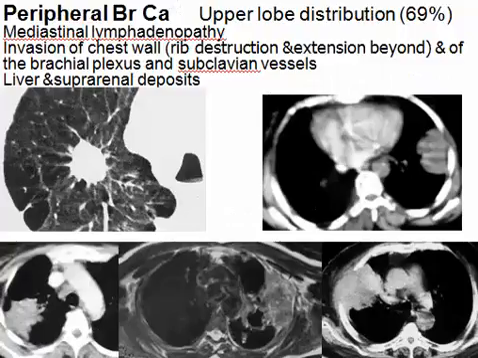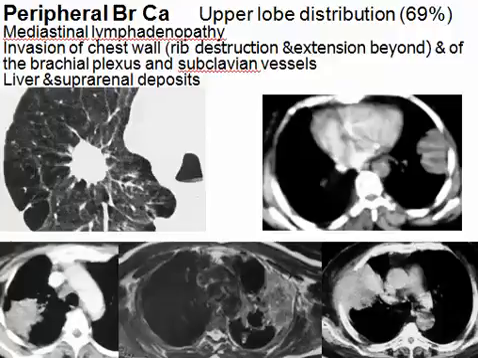Peripheral bronchogenic carcinoma usually presents in the upper lobe in 70% of cases, and as we said, peripheral bronchogenic carcinoma is usually adenocarcinoma or large cell carcinoma. And here you can find that the mass, while it's seen peripherally, can present with hilar lymph nodes again, or it may extend into the chest wall. So you can have rib destruction or sometimes extension beyond the ribs, like here or there.